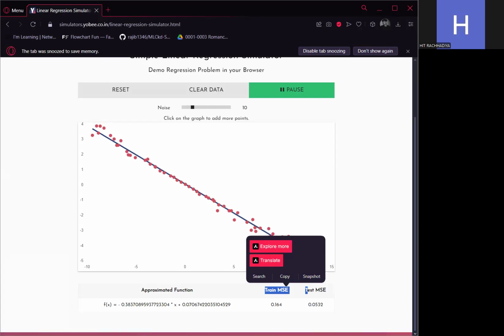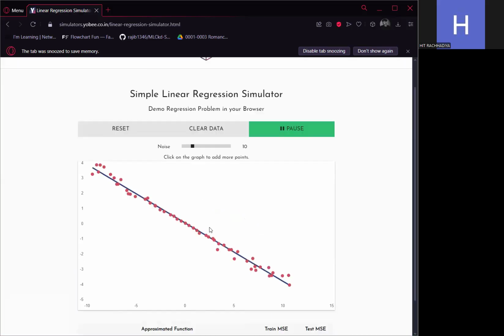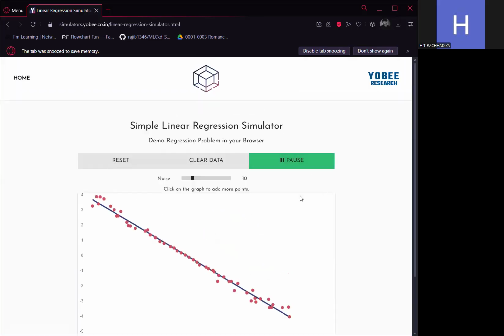Train MSE is usually lower than test MSE, and when there is a significant gap between train MSE and test MSE, it signals a potential issue. When the gap is high, it signals that the model has a potential issue with model complexity. Okay, so that is all about the simple linear regression simulation.